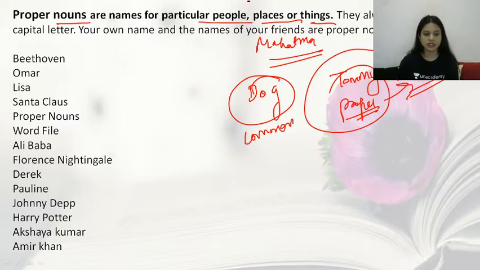So similarly, when you're talking about names like Mahatma Gandhi, Narendra Modi, Aayushi Rajput, anything, these are all proper nouns. Some more examples: Beethoven, Omar, Lisa, Santa Claus, that's a proper noun.